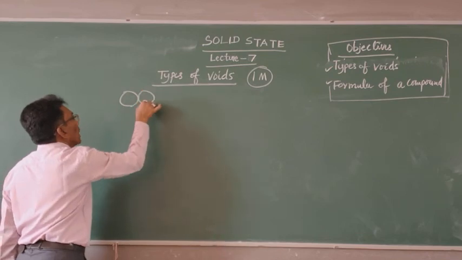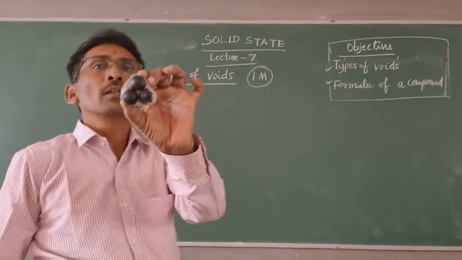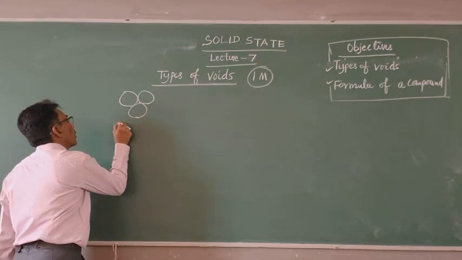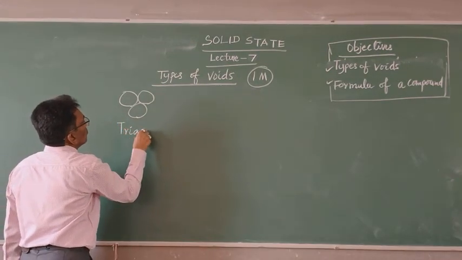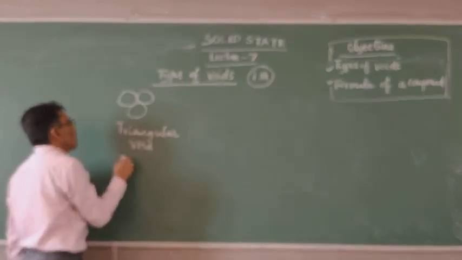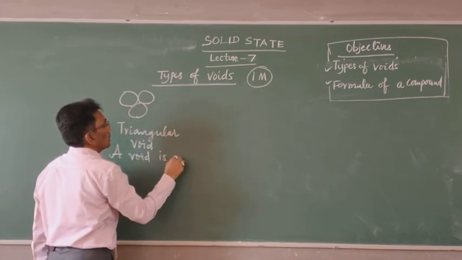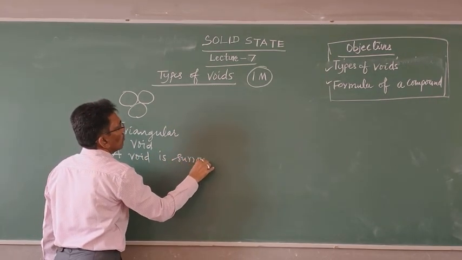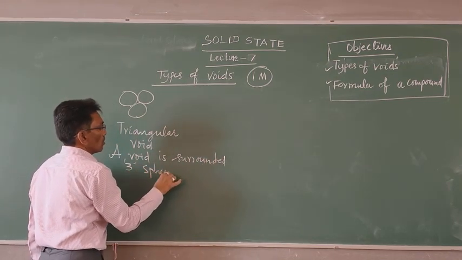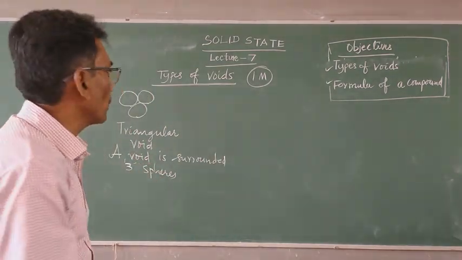In two dimensional, what is resulted? This is a void you are watching. In two dimensional way, that is known as triangular void. Triangular void: a void is surrounded by three spheres. This is present in two dimensional close packing.